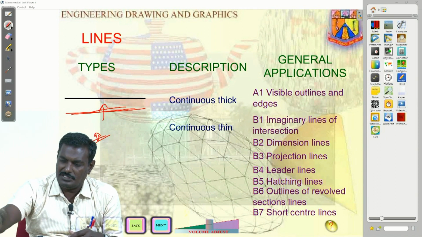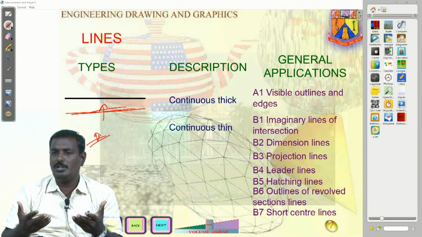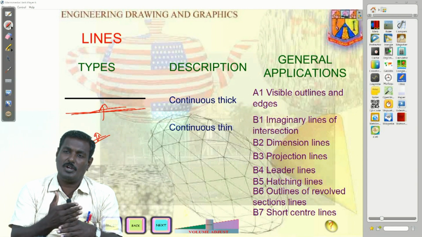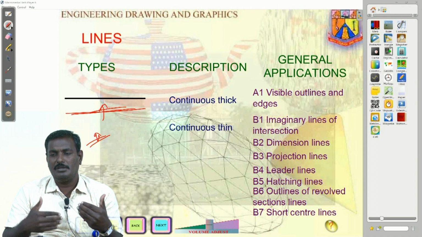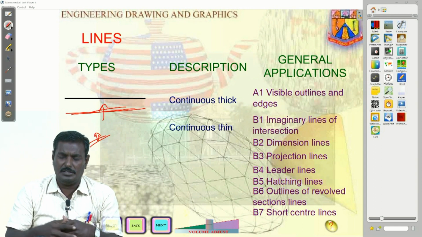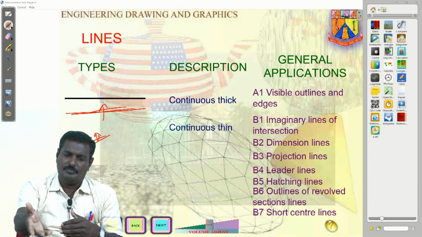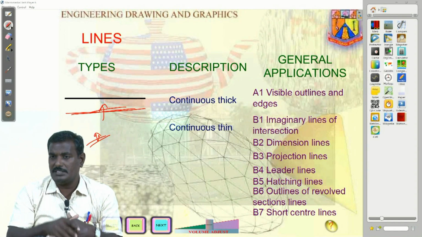Here, continuous thick lines should be applied for imaginary lines, because when you find out any construction details, say to determine the intersection point, center point, division line, or bisect line, many things come together. That we have to learn in further chapters, in the next sessions of geometrical construction.